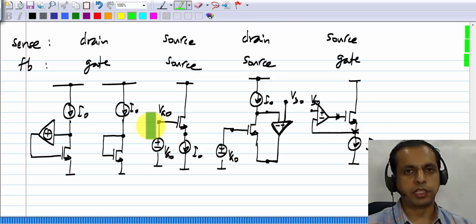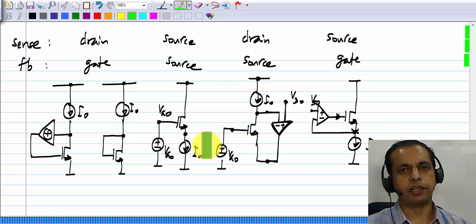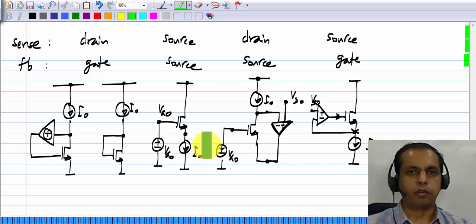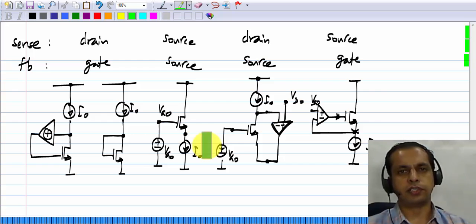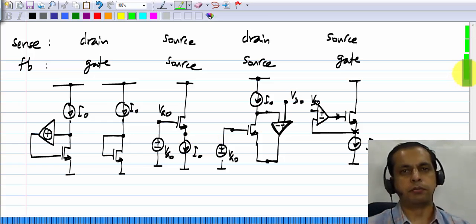Now these circuits use these current sources, which are required. Of course, using a current mirror, we can generate a number of current sources from a single current source. So that is possible. But these current sources are usually easier to get when you have an integrated circuit. The economics are slightly different for integrated circuits and discrete component circuits. When you have an integrated circuit, the number of transistors doesn't matter. It's the total area that matters.